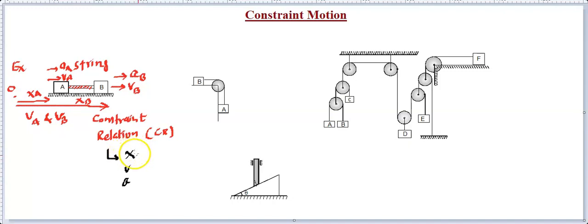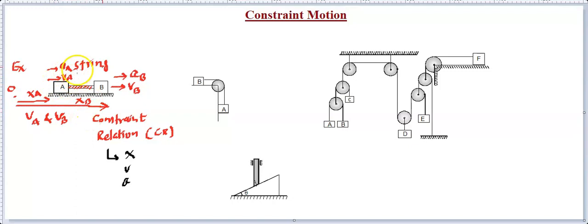So our purpose in this particular video lecture will be making the relations between either positions or velocities or accelerations, and thus finding the constraint relation. And what is going to be the question types? One velocity will be given to us, another velocity will be asked. So if we get the relation, we can easily find out the other velocity. Similarly, we can solve the acceleration part, and similarly we can solve the position part.